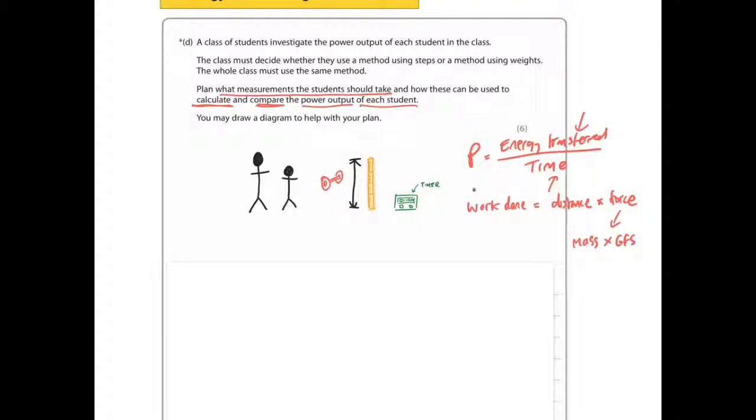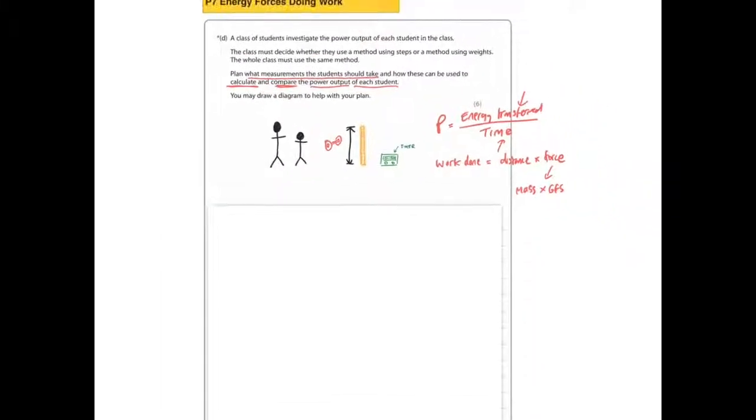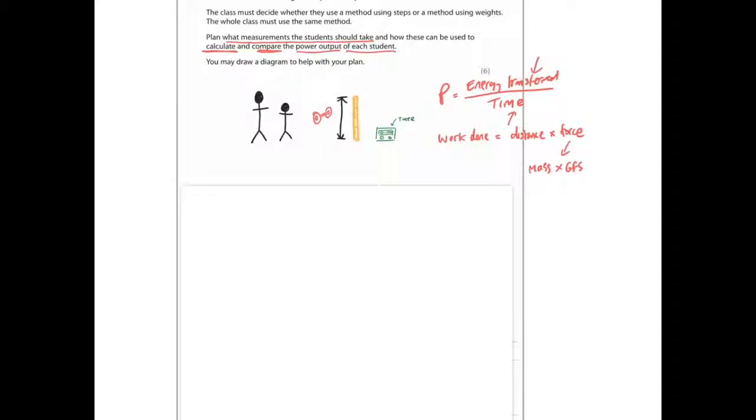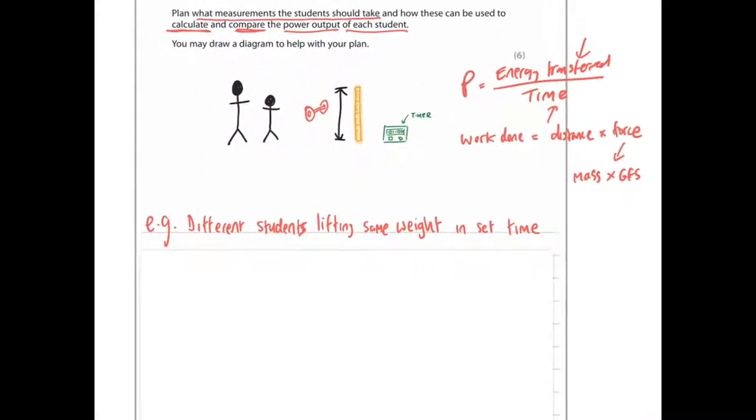So once you've done that, you've got work done, and then you divide it by the time it took in seconds. So if it was a minute, it'd be 60 seconds, and then you do the same for the rest of the class, and you compare the results to see who transferred the most energy in a second. The one with the highest energy would be the most powerful. So here's an example of how you could do this, but you could do this in a number of ways. And look how I've drawn a diagram, because you can get marks for that.